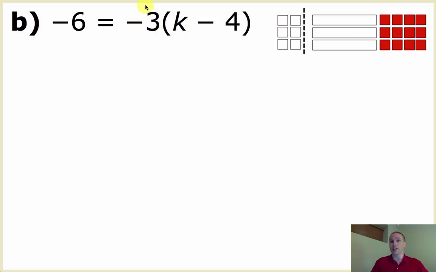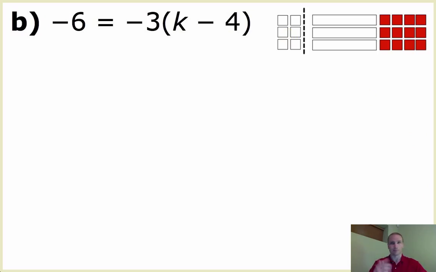So in negative 3, dealing with the negative part, is just telling you that you've got the opposite of k minus 4, and not only that, but you have 3 times the opposite of k minus 4. So that would be negative k plus 4, and we've got 3 groups of those. On the other side of the equals, we do have the negative 6, and now we've got our equation represented in this model.